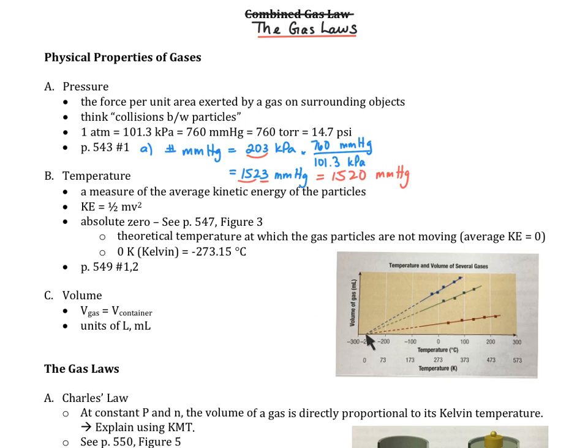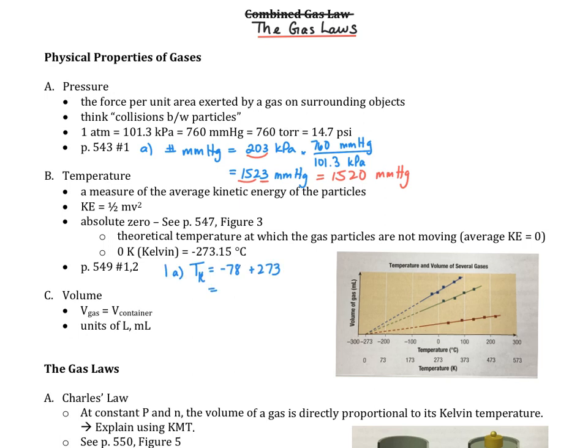So it'd be nice to call that zero, but it can't be 0 degrees Celsius. That's way up here. So in fact, we call this 0 Kelvin, which is referred to as absolute zero. So the Kelvin temperature scale is the temperature scale that we use for all of our gas calculations.